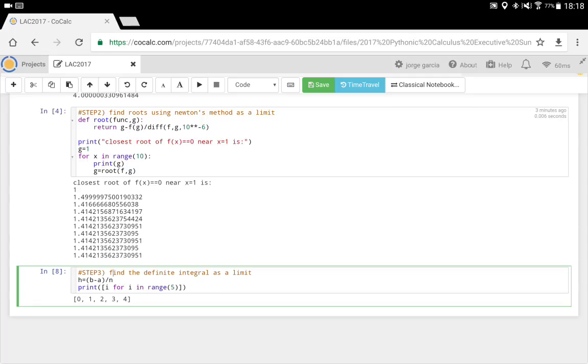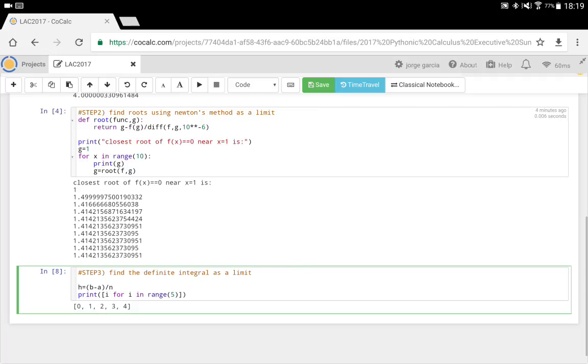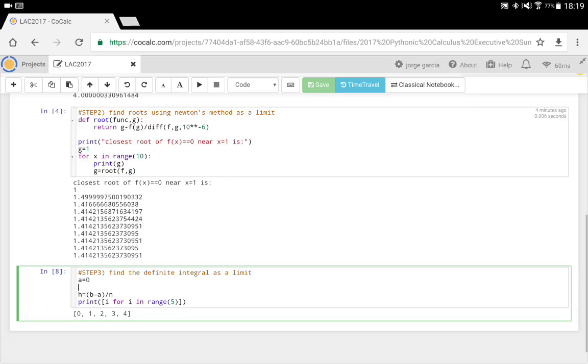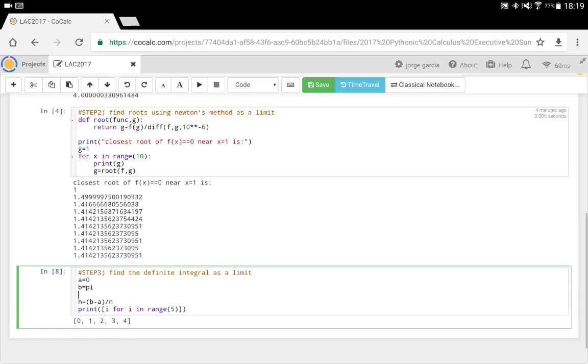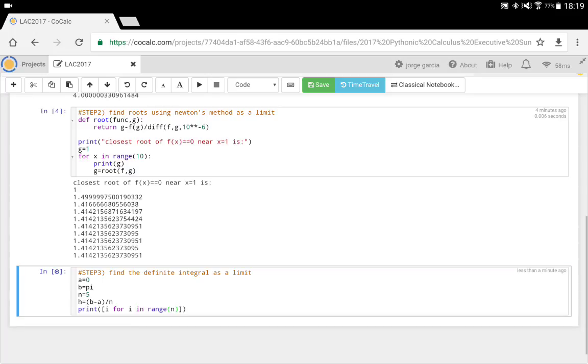Okay, and so let's define b, a, and n. Just for the sake of argument, let's say a is 0, and b is, for fun, pi. That's from numpy. And n equals 5. And let's put the n here. Control Enter, get the same output.